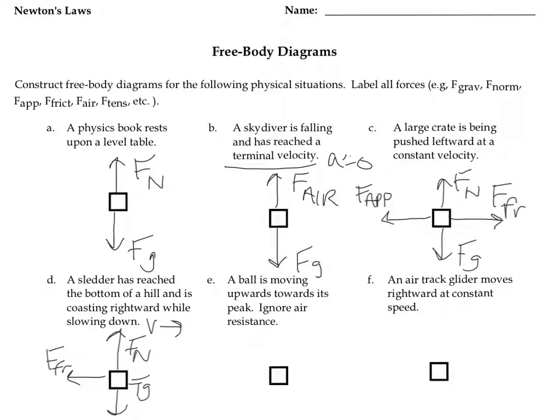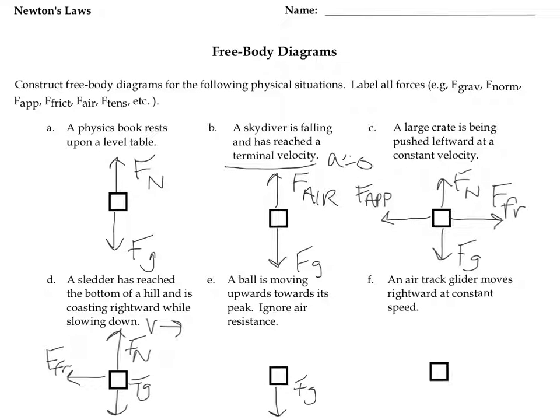How about a ball that is moving upwards towards its peak, and we're not caring about air resistance in any way? So this is just the force of gravity acting on the object. There would be really no other forces acting on it because it's up in the air. And again, we're ignoring air resistance. So it's really just the force of gravity pushing it down.